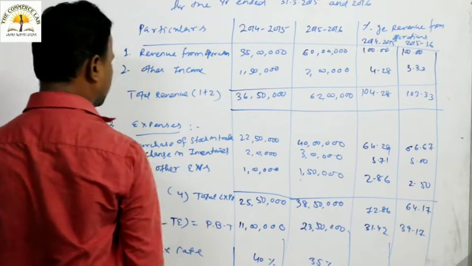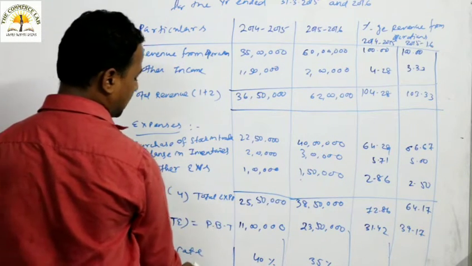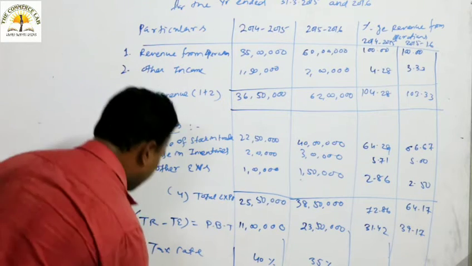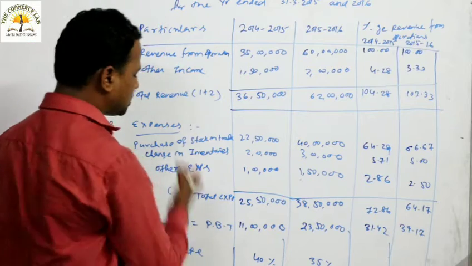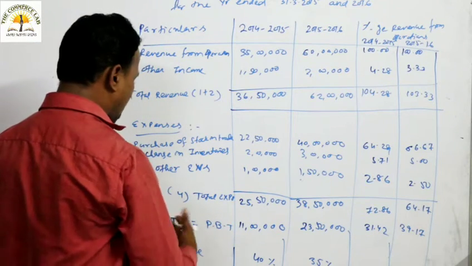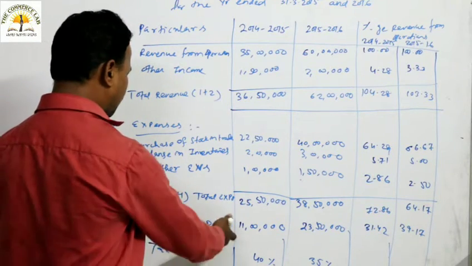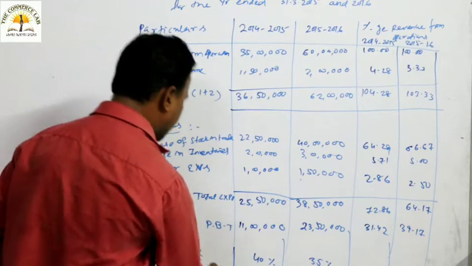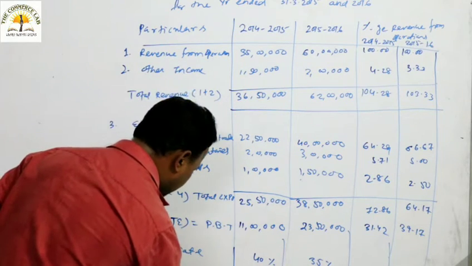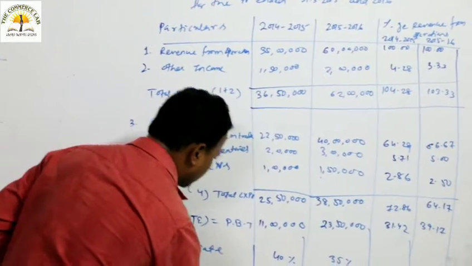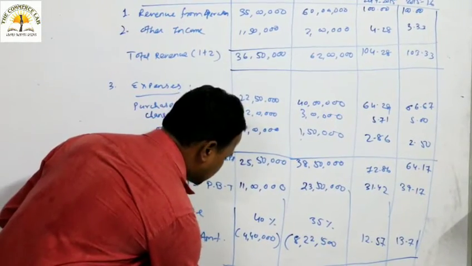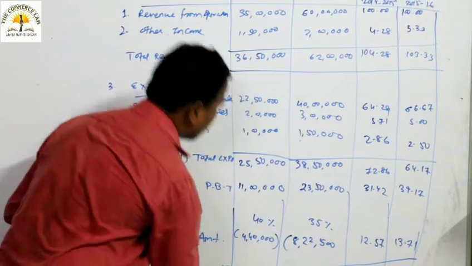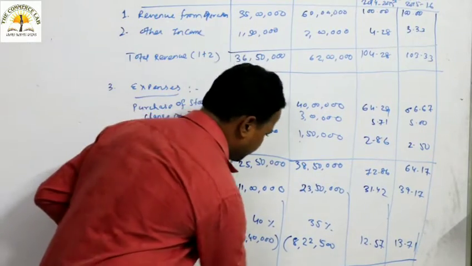Okay, so profit before tax is there and the tax rate is there. So ultimately what will come? The profit after tax. This is the main mission, this is the main objective for the calculation. How to calculate profit after tax? Profit before tax minus this tax amount. This is the tax rate, this is the tax amount we got. Okay, so 11 lakh minus 4,40,000, that is 6,60,000 for 2014 and 15.